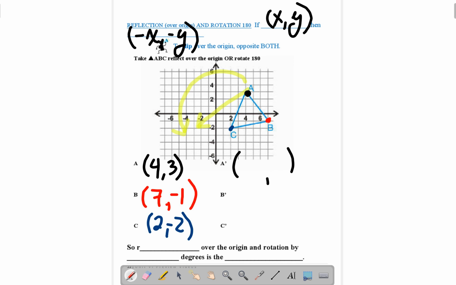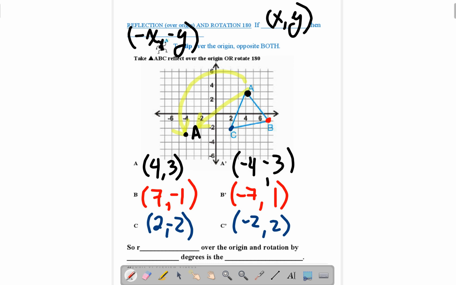You don't switch the order, you just opposite both. So if I have positive 4 and positive 3, it's negative 4, negative 3. Exactly opposite. Negative 7, positive 1. Negative 2, positive 2. Plot those 3 points. You'll see really quick how this works.